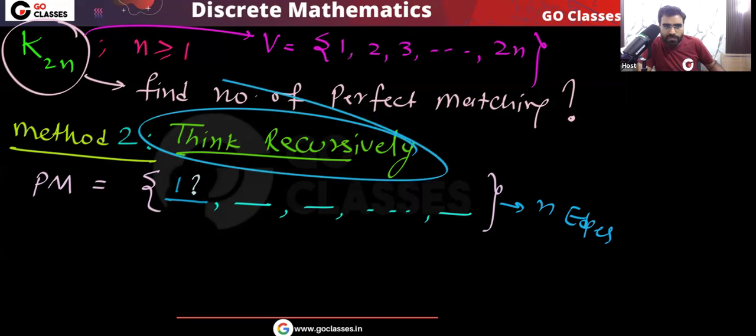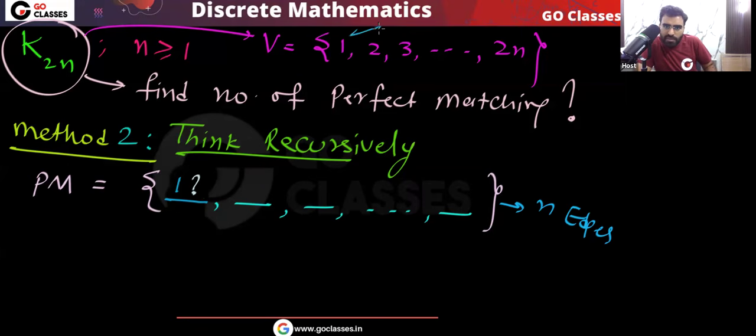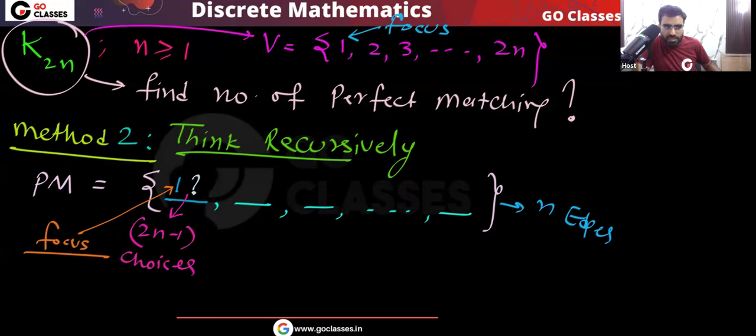When you are thinking recursively, just focus on vertex 1. Now, for vertex 1, I need a partner. How many choices are there for the partner of vertex 1? 2n minus 1 choices. Yes or no? 2n minus 1 choices. Now notice, let's assume that you have chosen the partner 3.